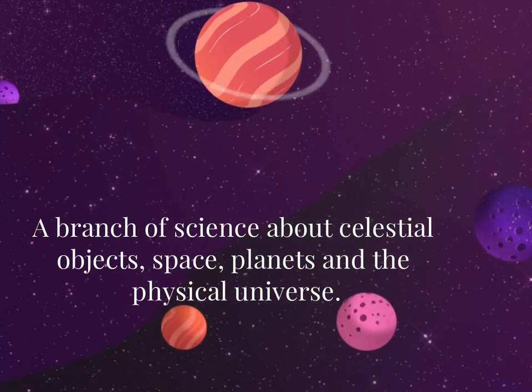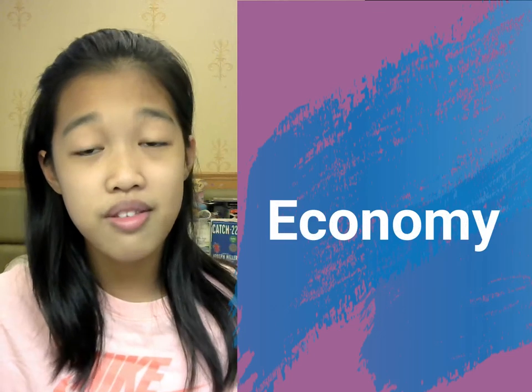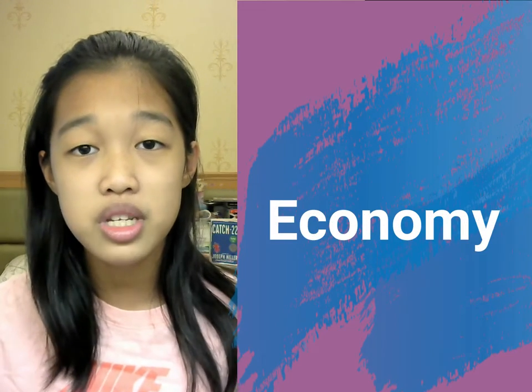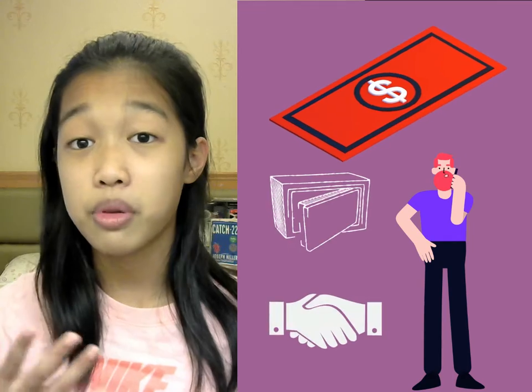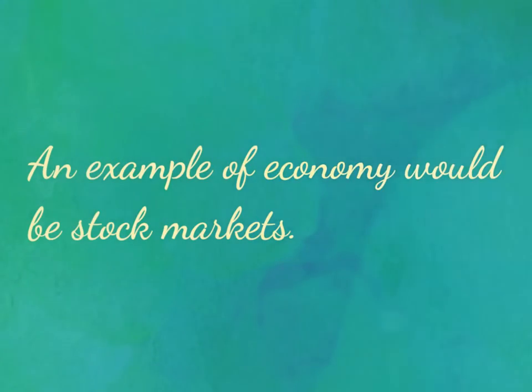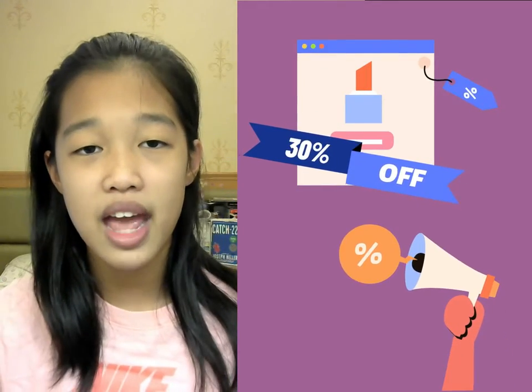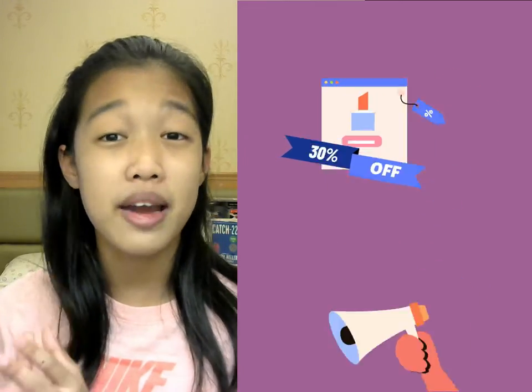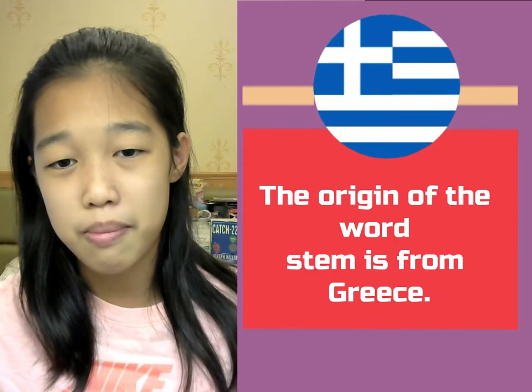Another example would be economy. Economy is a state or region which produces and consumes goods for the supply of money. Alright, here is an example sentence using the word economy. An example of economy would be stock markets. Stock markets, finance, all accord to money as the core. Alright, the origin of the word stem is from Greece, Greek word stems.